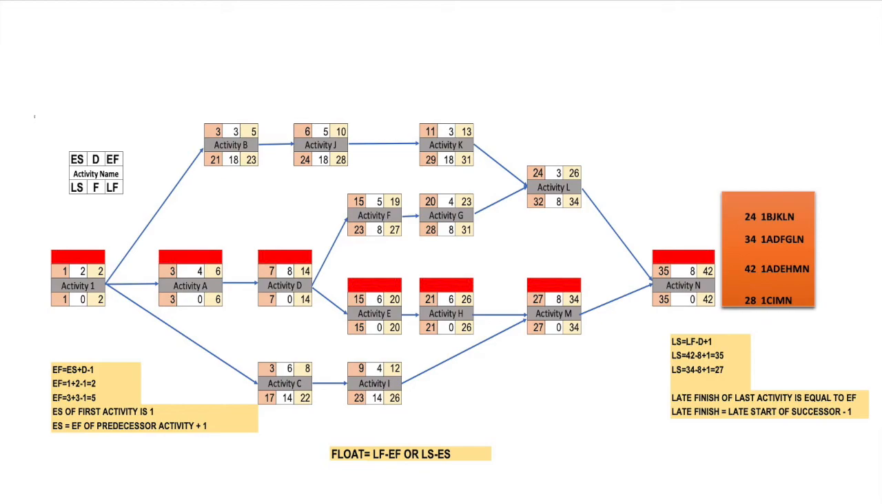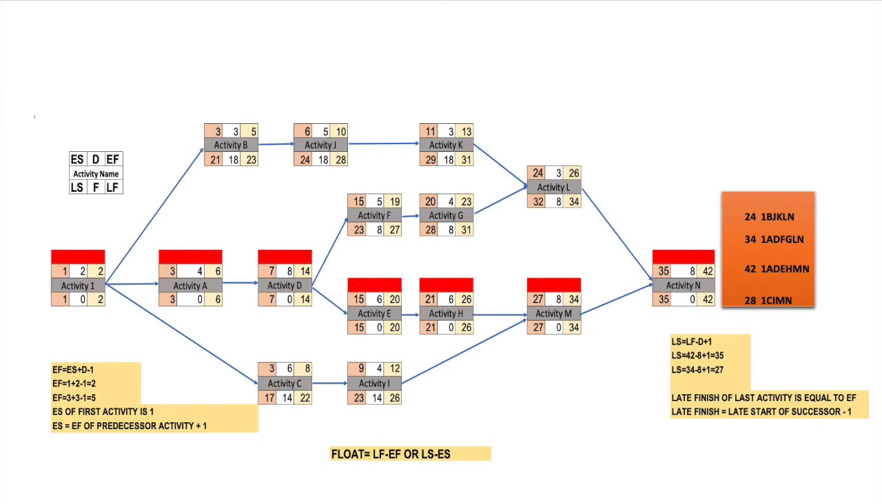So in activity N we have 0 float. 42 minus 42 is 0. Activity M is on the critical path, 34 minus 34 is 0. Activity H on the critical path, we have 26 minus 26 equal to 0. Activity E on the critical path, 20 minus 20 0, 15 minus 15 0. Activity D on the critical path, 14 minus 14 0. Activity A on the critical path, 6 minus 6 0. Activity 1 on the critical path, 2 minus 2 0.